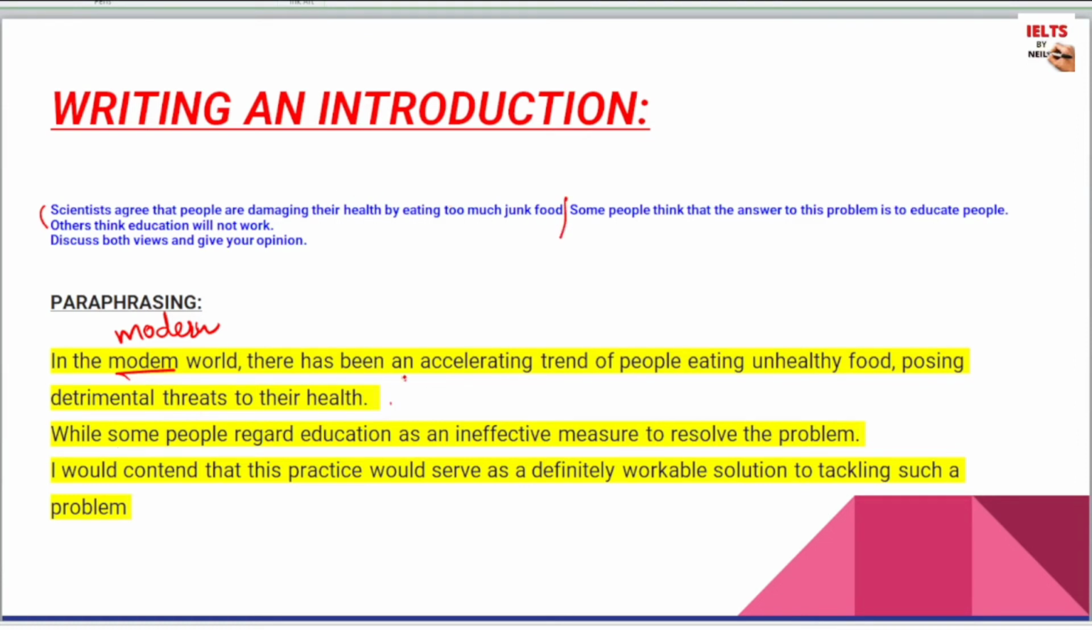Now this is just a statement. We have written the paraphrase here. So this is the first view. While some people regard education as an ineffective measure to resolve the problem, means education is not effective, is ineffective. So this is one of the views, and the other view is that education is effective. Okay, so we have to discuss both.